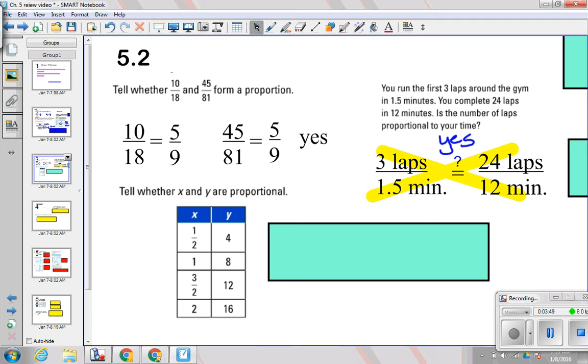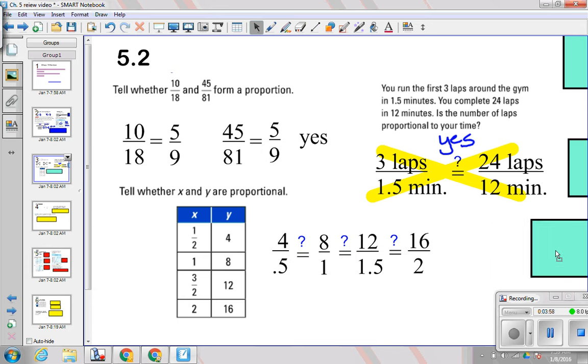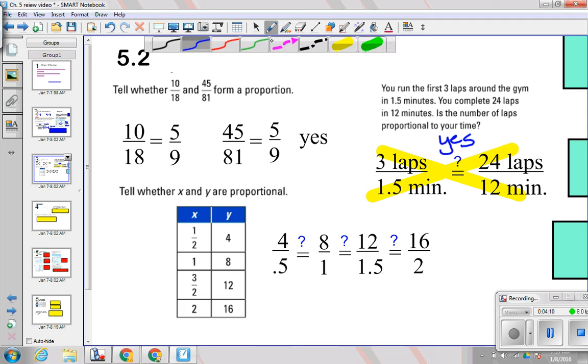Okay, and we can see from a table if we have a proportional relationship by comparing all the ratios. So in this case, is 4 over 1/2 the same as 8 over 1, the same as 12 over 1.5, the same as 16 over 2? They're all equivalent ratios, so that means that yes, we do have a proportional relationship.